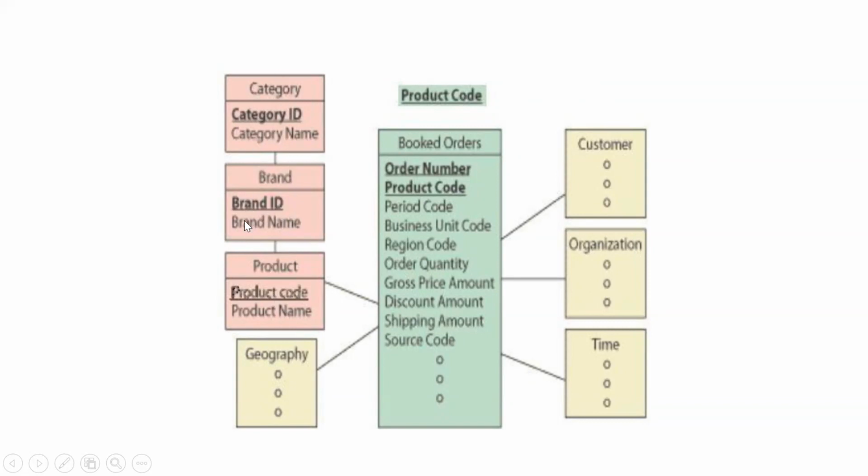Over there, a category ID is there. So the particular tables have been created from another dimension and joined with another dimension. The other things are fine: geography, customer, organization, time. It just looks like a star schema, but all the dimensions do not directly have a relation with the fact. Rather, they have a relation with other dimensions.